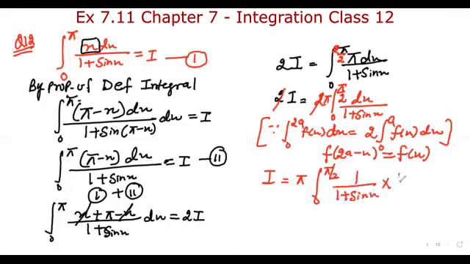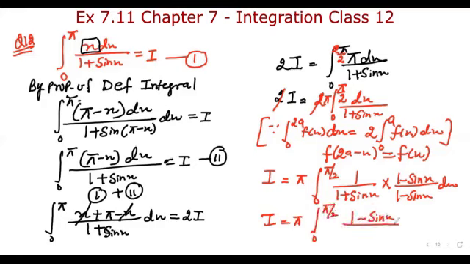I am rationalizing the denominator: (1 minus sin x) upon (1 minus sin x) dx. Now I is equal to pi times the integral from 0 to pi by 2 of (1 minus sin x) upon (a plus b)(a minus b), which is a square minus b square. This is 1 minus sin square x dx. So I is equal to pi times the integral from 0 to pi by 2 of (1 minus sin x) upon cos square x dx.